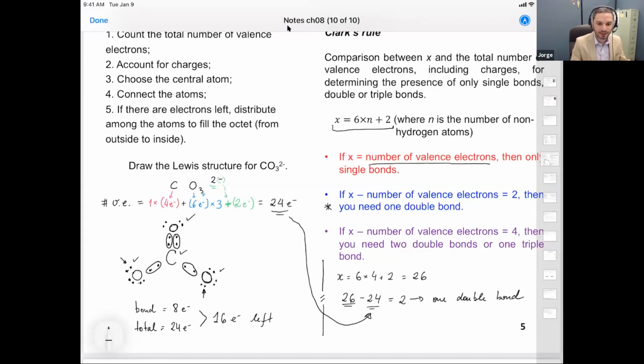Another way to represent this structure is drawing the bonds as a solid trace. For the single bond, it's just 1 trace. For the double bond, we are going to add 2 traces. And I want you to always represent the electrons that are not bonded as well.